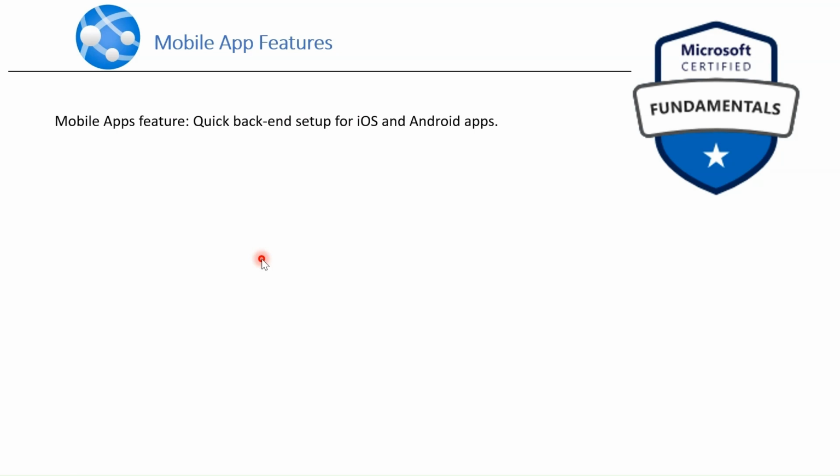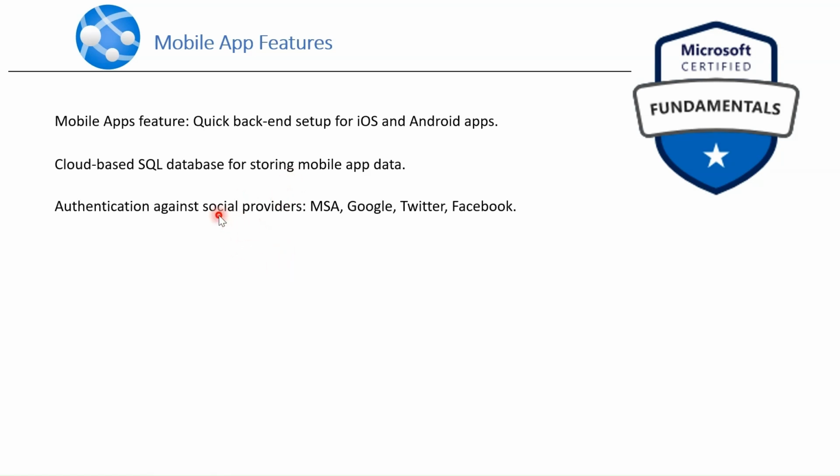Mobile app feature: quick backend setup for iOS and Android apps. You have developed an Android app or an iOS app and you want to set up a backend for it. By backend I mean databases, authentication, all those sort of technologies you can do using mobile apps features. Cloud-based SQL database for storing mobile app data. Authentication against social providers like MSA, Google, Twitter, and Facebook.